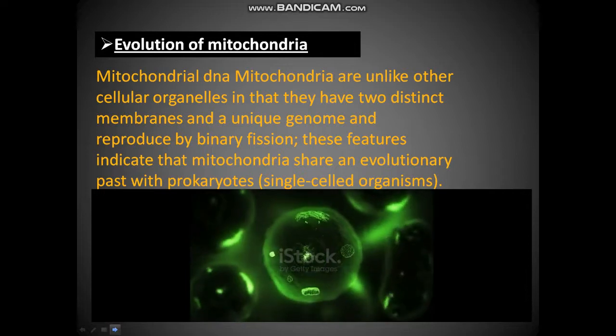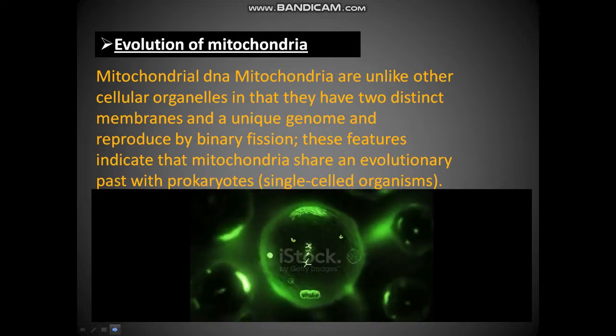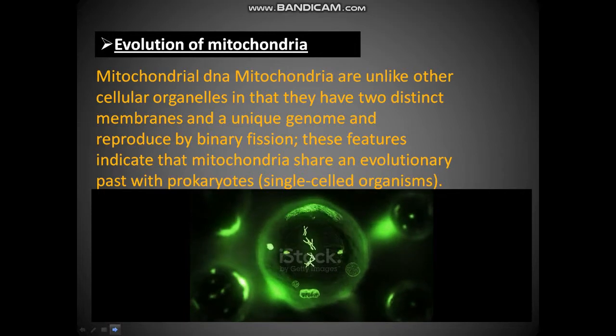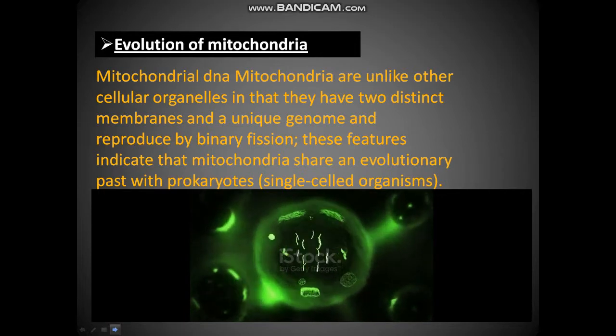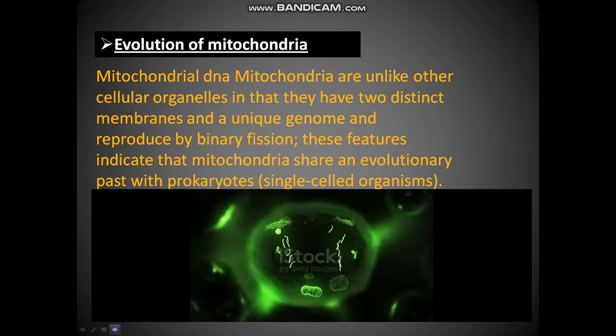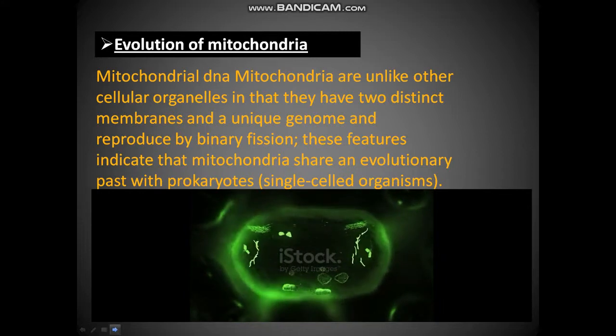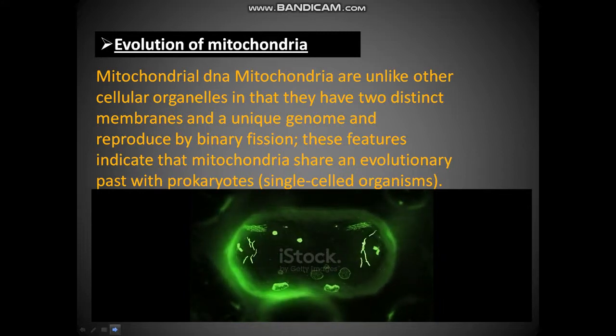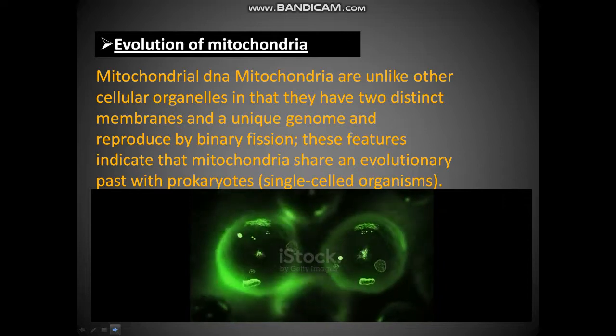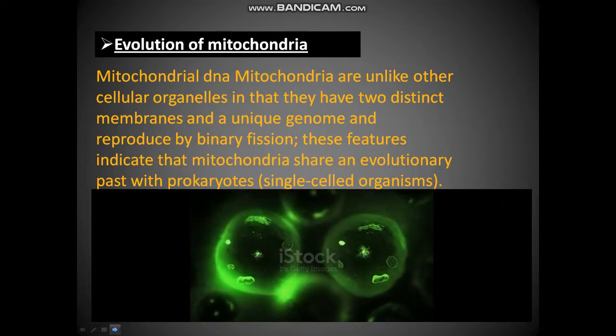Evolution of mitochondria. Mitochondrial DNA. Mitochondria are unlike other cellular organelles in that they have two distinct membranes and a unique genome, and reproduce by binary fission. These features indicate that mitochondria share an evolutionary past with the prokaryotes, single-celled organisms.